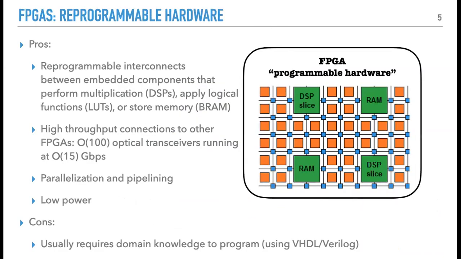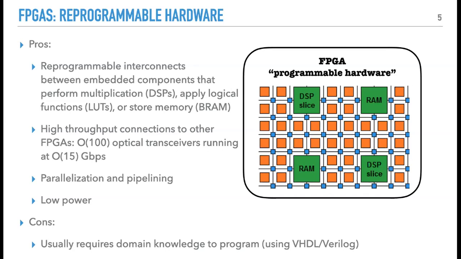So in general, FPGAs are programmable hardware chips, which have this nice feature that you basically have embedded components like these DSP slices, which can perform multiplications, and these LUTs that can apply arbitrary logic functions, as well as these block RAM units that can store memory. And these are all embedded components throughout the chip. And then there's reprogrammable interconnects.